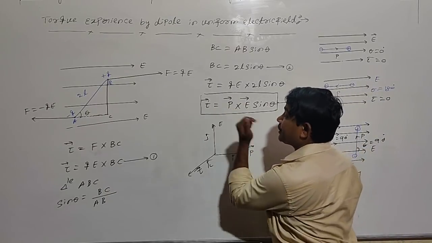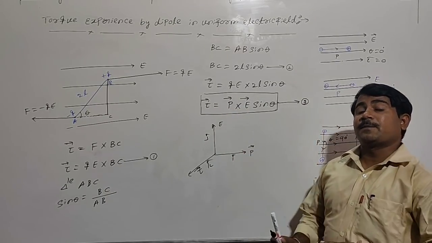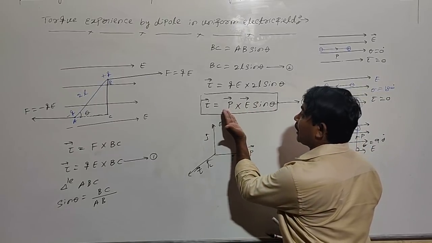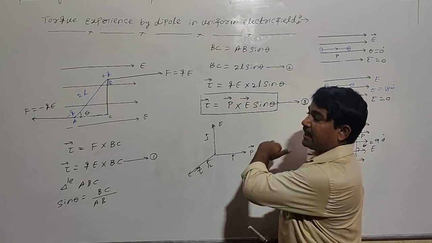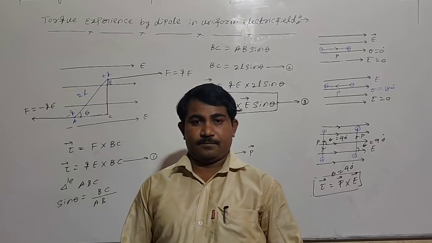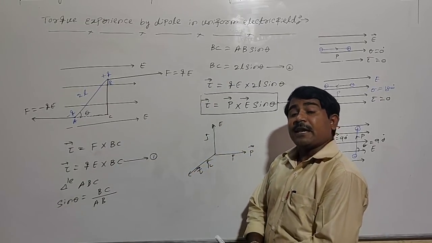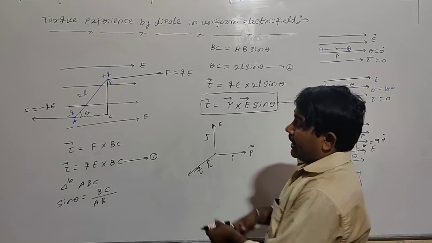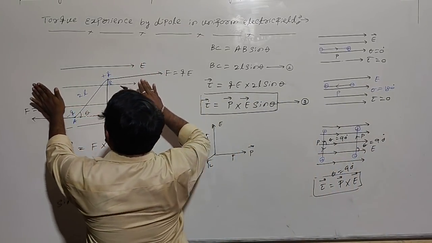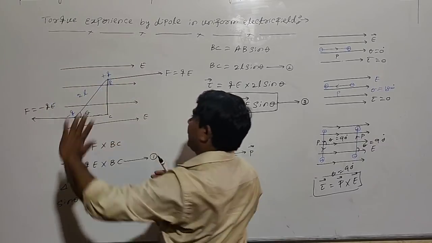And what is the direction of torque here? The direction of torque is perpendicular to both the electric dipole moment and the electric field intensity. Then, what is the effect of torque here? The effect of torque is that the dipole aligns along the direction of the applied electric field.